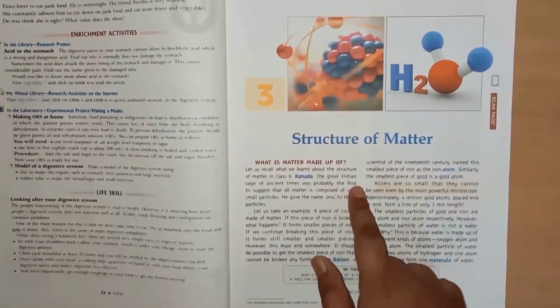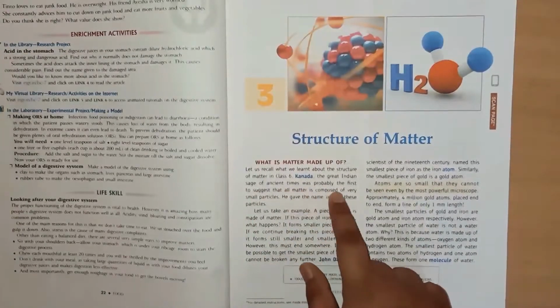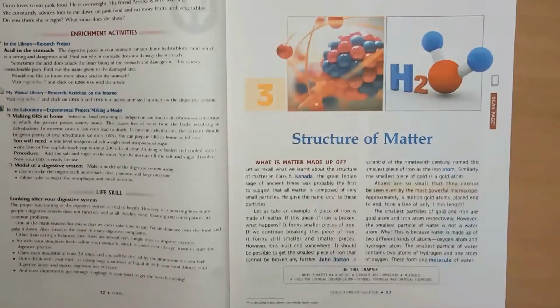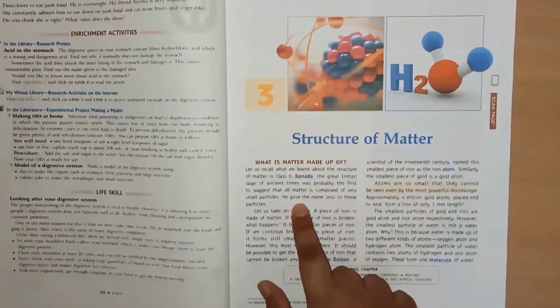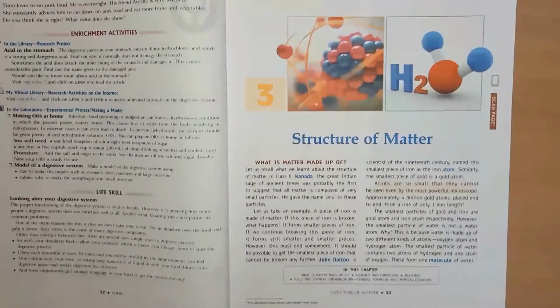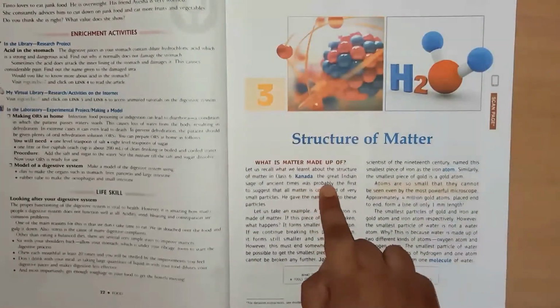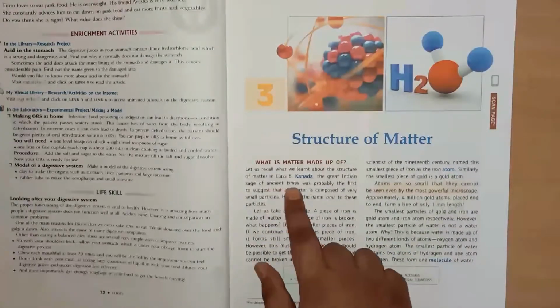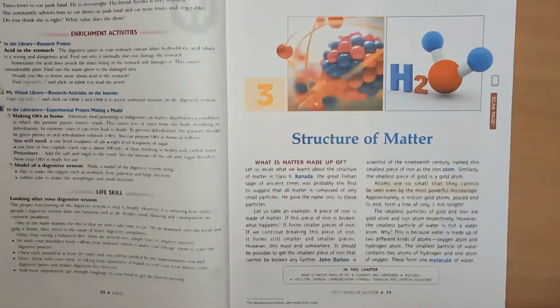Kanada, the great Indian sage of ancient time, was probably the first to suggest that all matter is composed of very small particles. He gave the name Anu to these particles. So in this first paragraph, the book is telling about Kanada, who is a great Indian sage. Sage means a philosopher of ancient time, and he was the first to suggest that matter is made up of very small particles. And he gave these particles the name Anu.